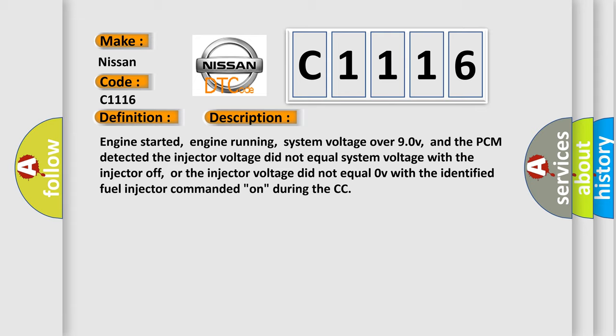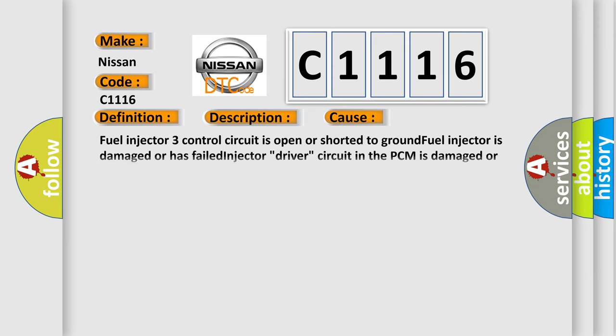Engine started, engine running, system voltage over 9.0V, and the PCM detected the injector voltage did not equal system voltage with the injector off, or the injector voltage did not equal 0V with the identified fuel injector commanded on during the CC. This diagnostic error occurs most often in these cases: fuel injector 3 control circuit is open or shorted to ground, fuel injector is damaged or has failed, injector driver circuit in the PCM is damaged or has failed, main relay power supply circuit to the injector is open.